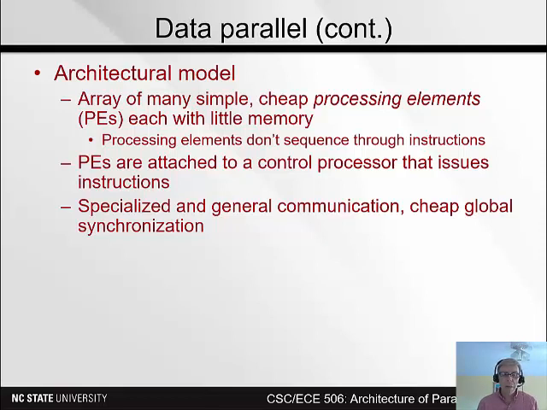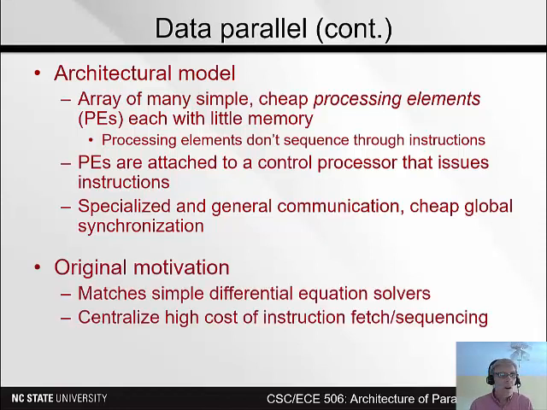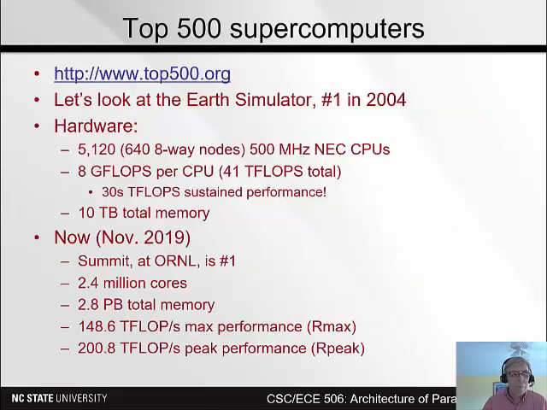And one of the advantages that might not be apparent at first glance is that this is a cheap way to synchronize. You can have 1024, let's say, processing elements that are all working on the same instruction at the same time, and you know that none of them can get ahead of the other ones because they're interpreting the same instruction. So you don't need to do synchronization because they're all working at the same time, and when one stops, they all stop. Okay, so the original motivation is that it matches simple differential equation solvers, which did calculations of this form, as we'll see a little bit later on.